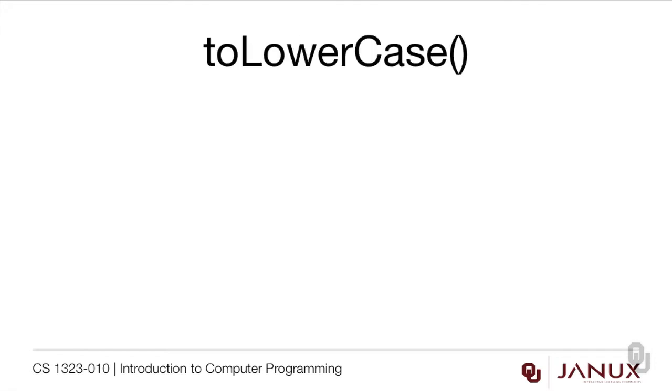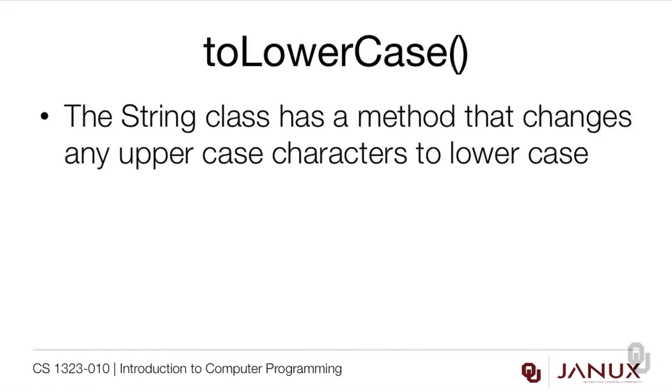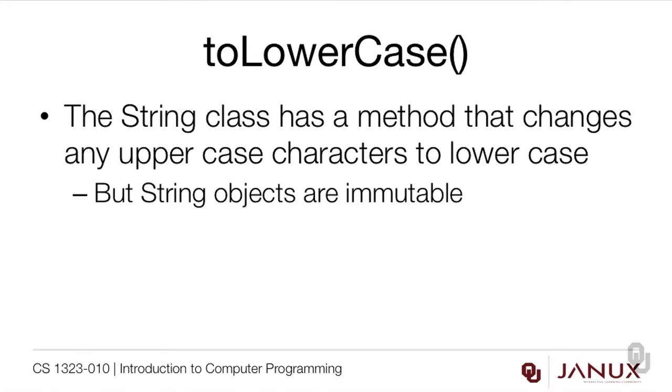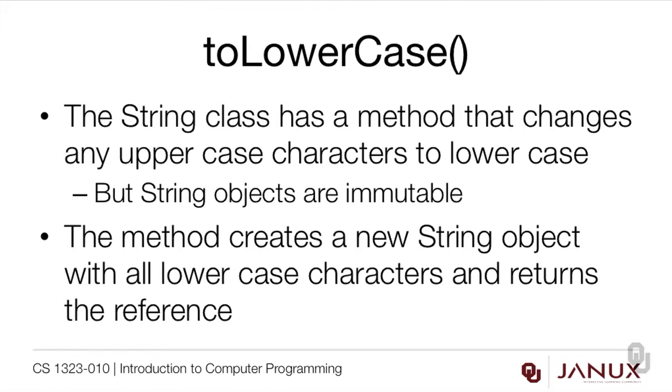toLowerCase is an example of a method that's in the string class. What this method does is it changes any uppercase letters that happen to be in the string to lowercase. Now wait, you should be thinking, just a minute ago you told me that strings are immutable, and strings are immutable. But what it really does is it creates a new string object with all lowercase characters.